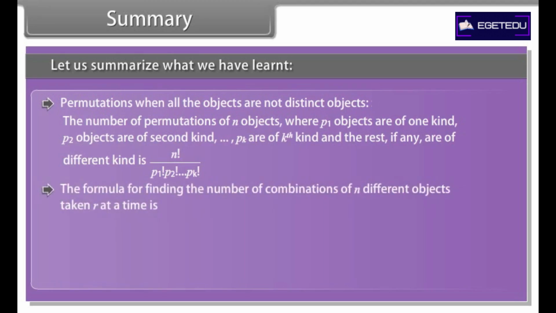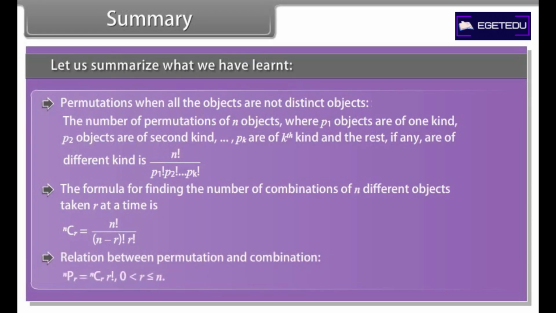The formula for finding the number of combinations of n different objects taken r at a time is nCr is equal to n factorial by (n minus r) factorial into r factorial. Relation between permutation and combination: nPr is equal to nCr into r factorial, 0 is less than r is less than or equal to n.